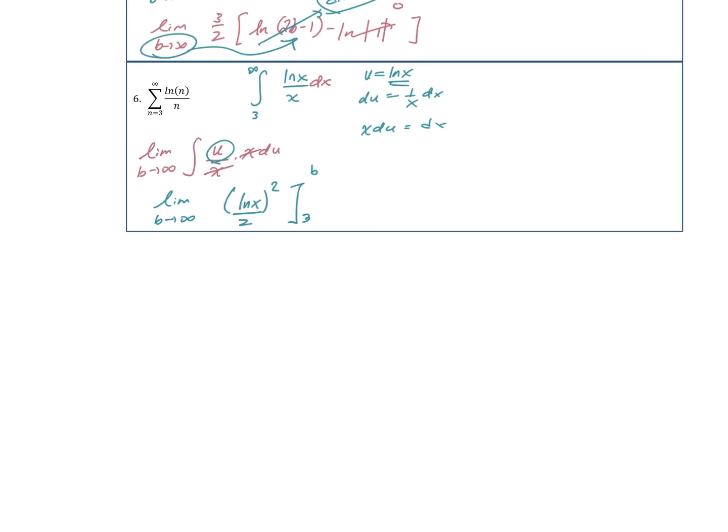And again, you start to see a theme here. A lot of times, most of the time, when we have ln of x on the top, and we're talking about infinity, it's probably going to diverge, but you should probably do it. So we're going to get the limit as b goes to infinity. So plug in. So we get ln of b squared over 2 minus ln of 3 squared over 2. When I drop this in here, this diverges.